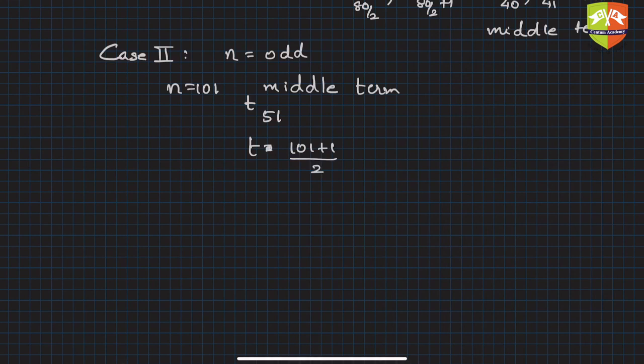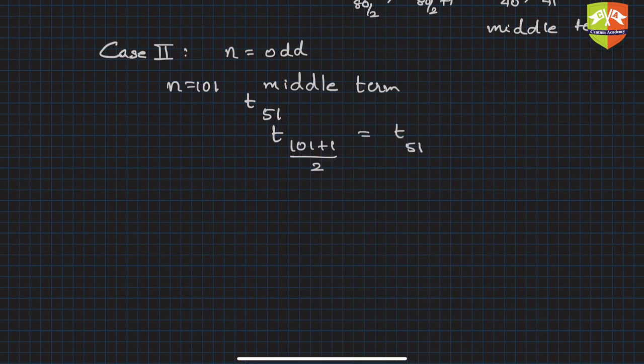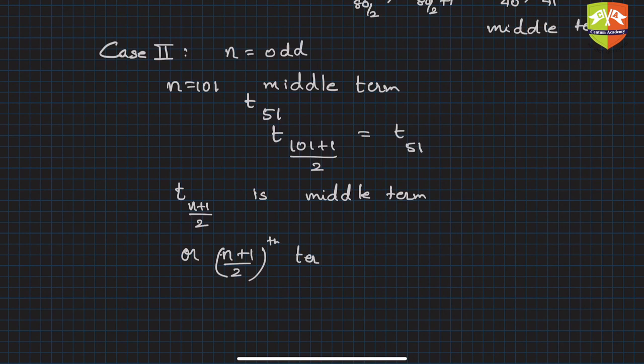This is the position number, so you can write it like that: T of 101 plus 1 by 2, that is T51. So generalizing, we will get T of n plus 1 by 2 as the middle term, that is, the n plus 1 by 2th term is the middle term. In case of an even number, there are two.